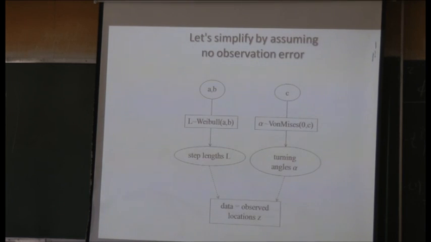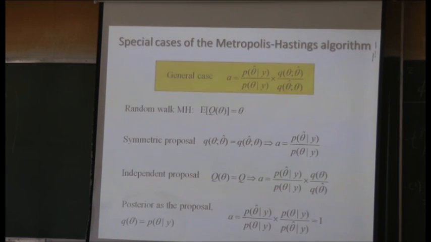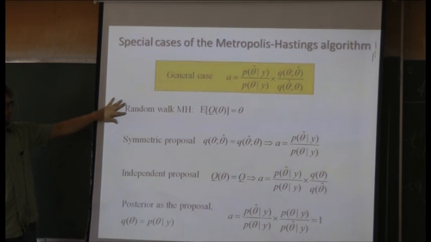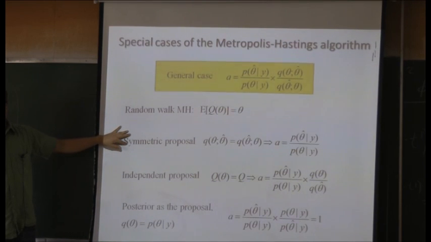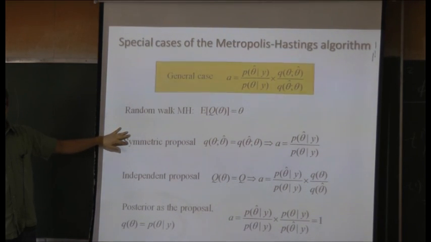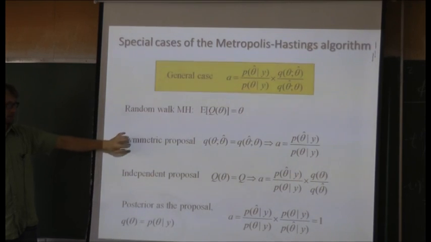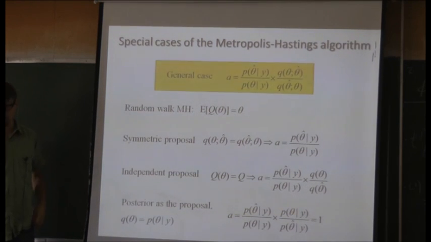Can you explain again the difference between the random walk and the symmetric? No, there's no difference between these. You can very well have a random walk Metropolis-Hastings with a symmetric proposal. That's actually the most common case. So you can think that this is a special case of that.